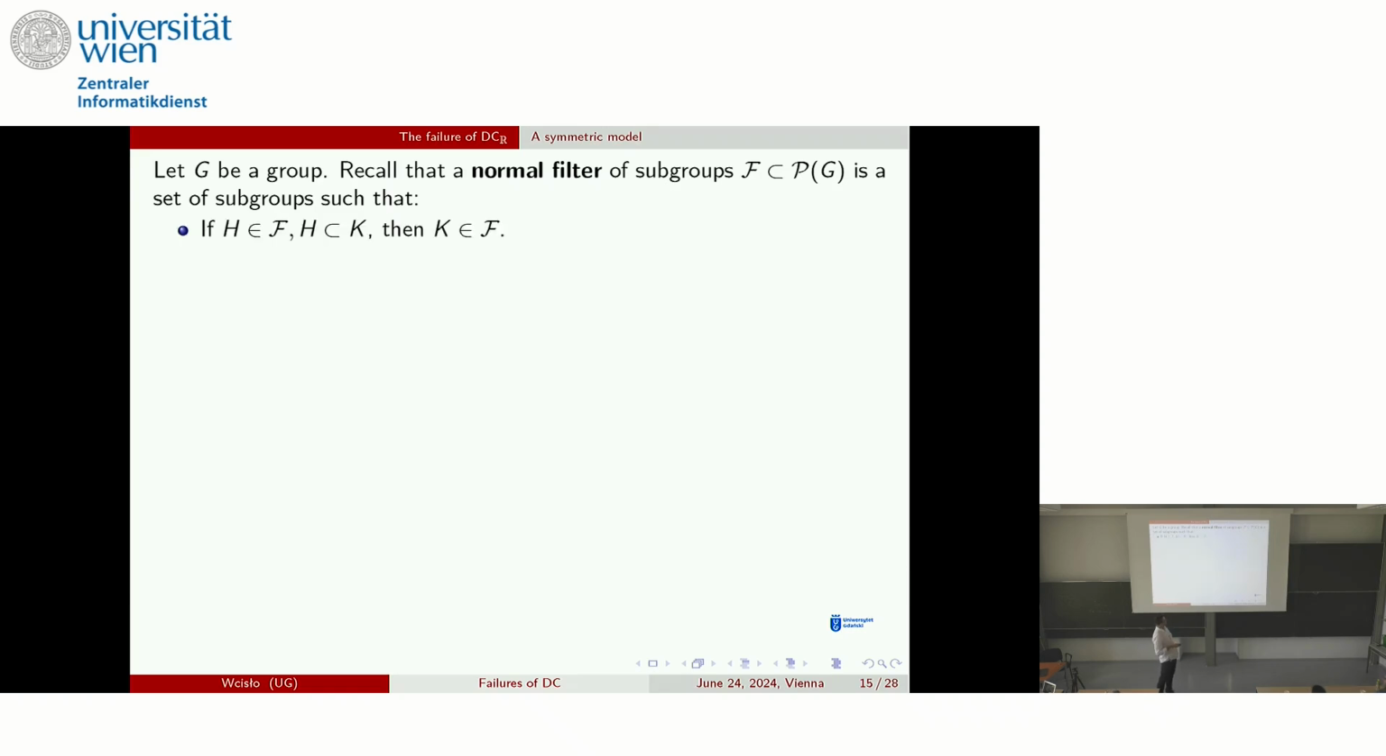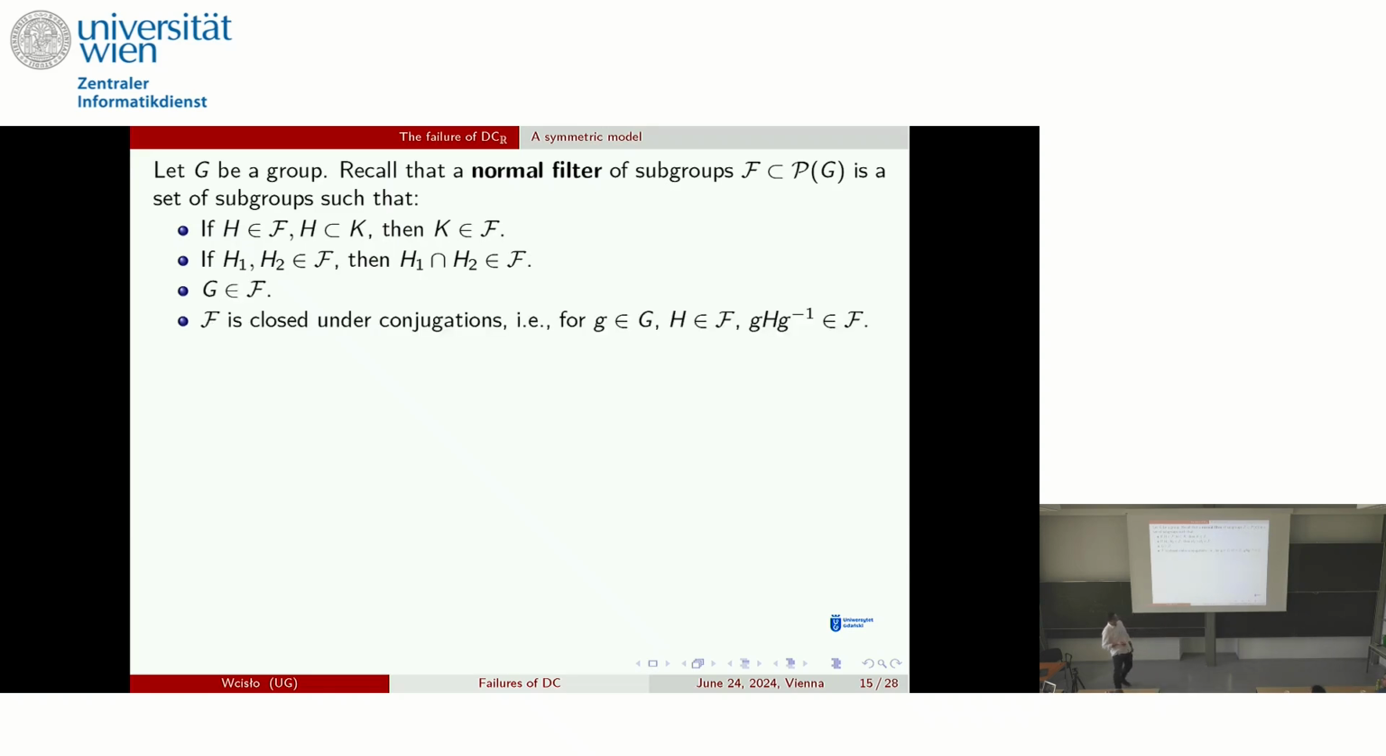Okay, basics of symmetric forcing. A normal filter of subgroups means that it's a filter and it's normal.